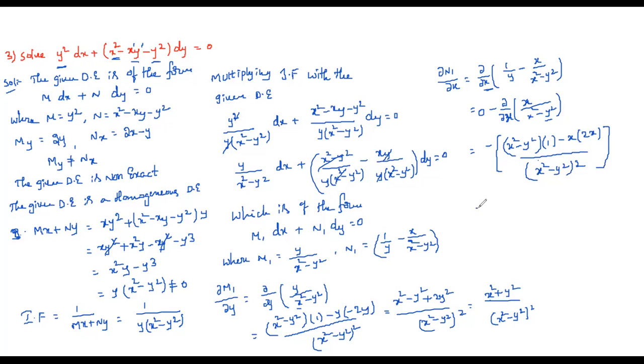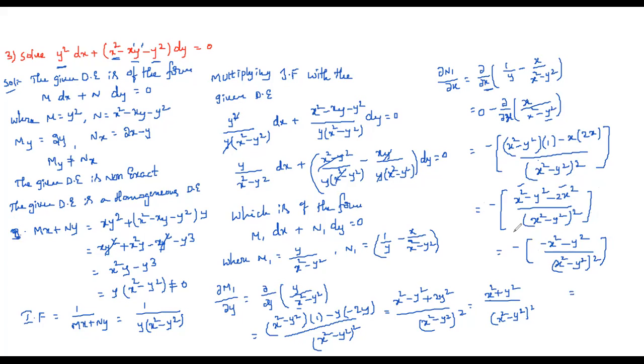And then this is equal to minus of, we can simplify this one, x square minus y square minus 2x square by (x square minus y square) whole square. Here we get minus of x square minus 2x square, which from these two terms we can write as minus (x square plus y square) by (x square minus y square) whole square. If you multiply the minus inside, we get x square plus y square by (x square minus y square) whole square.